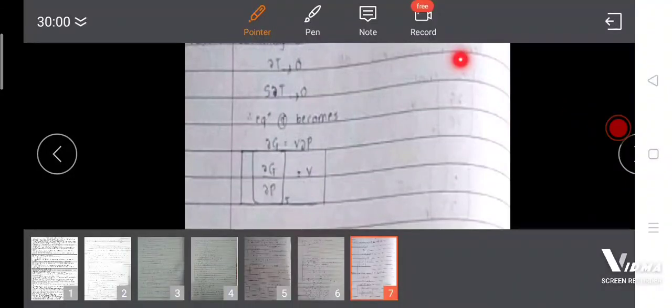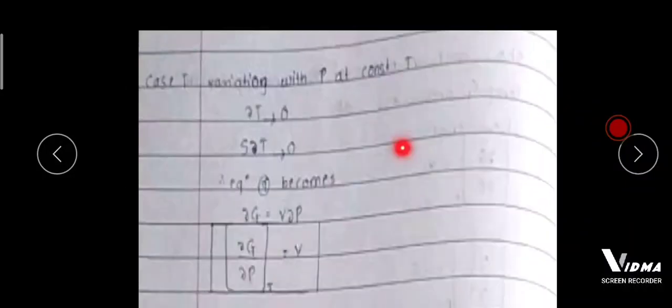This is the equation number 9. Then case 1. In case 1, we have to complete the given task that we have to prove. First, in the square bracket, delta G by delta P at constant T is equal to V. For this, we have to consider case 1, the variation of this particular free energy with the pressure at a constant temperature.